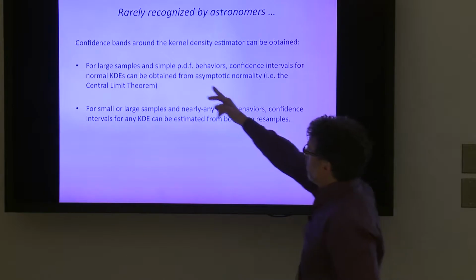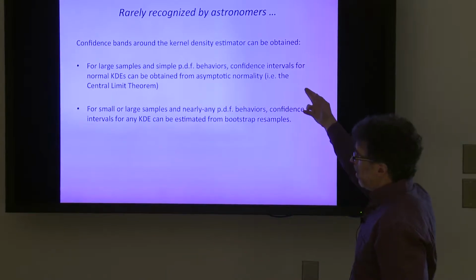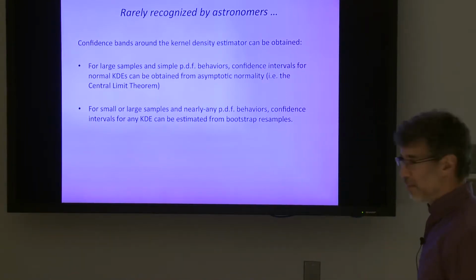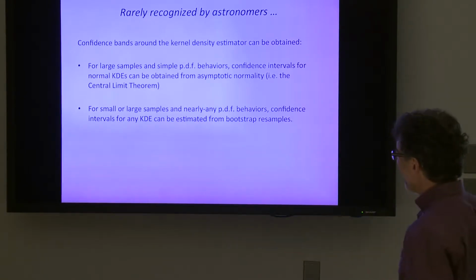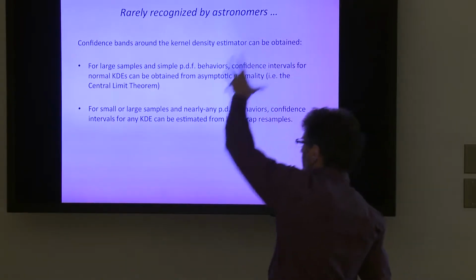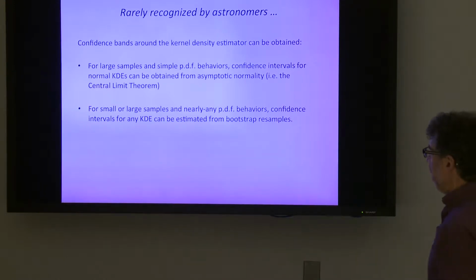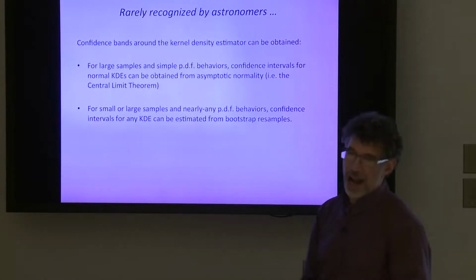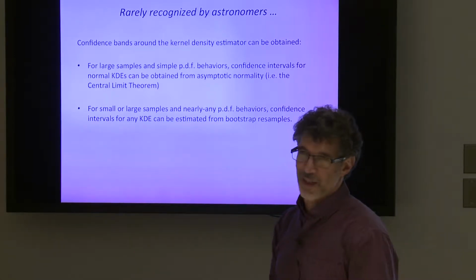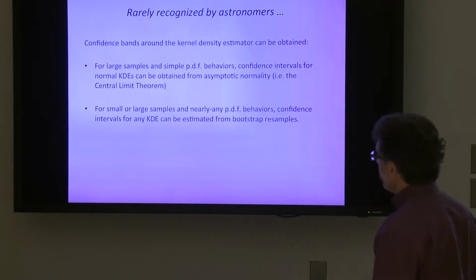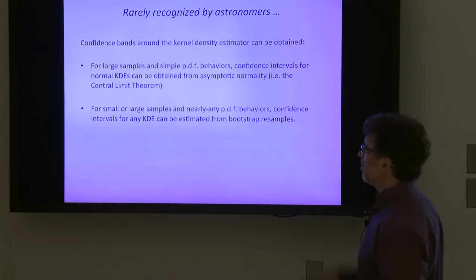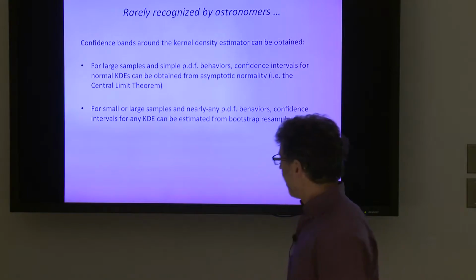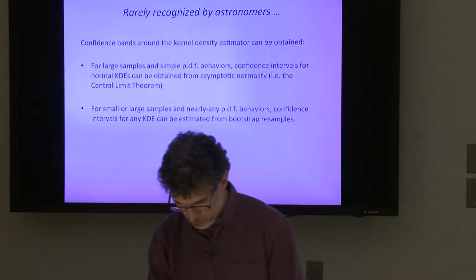For large samples and simple behaviors, it comes straight out of asymptotic normality, and it's easily calculable, and our calculations give it to you. That's a constant width confidence band, but a little more reasonably, use the bootstrap, because the asymptotic properties may not be accurate. And this both accounts for small n. You don't need large n like you do up there. But also, your data set may be weird, and the bootstrap will capture the weirdness of your data set.